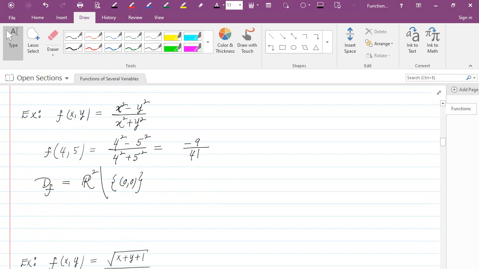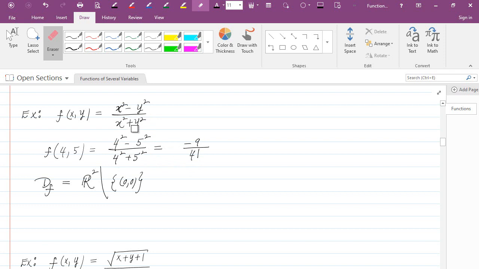So here we have the function f of x, y is equal to x squared minus y squared divided by x squared plus y squared. So if I look at f of 4, 5, then f of 4, 5 would be 4 squared minus 5 squared divided by 4 squared plus 5 squared, which would be 16 minus 25, so that's negative 9, and 16 plus 25, that's 41.